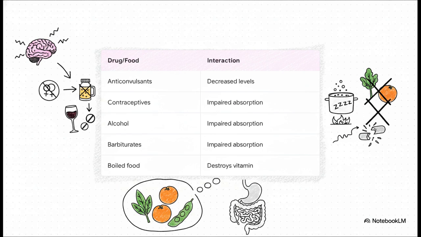So let's talk about what could throw a wrench in our treatment plan. Folic acid can actually decrease the serum levels of anticonvulsants like phenytoin, which obviously risks triggering seizures. On the flip side, drugs like oral contraceptives, alcohol, and barbiturates will impair folate absorption. Oh, and here's a fun dietary fact for you. While things like spinach and beans are packed with naturally occurring folate, the vitamin itself is highly water-soluble and heat-sensitive. So if you extensively boil those vegetables, you'll literally destroy the vitamin before it even makes it to the plate.